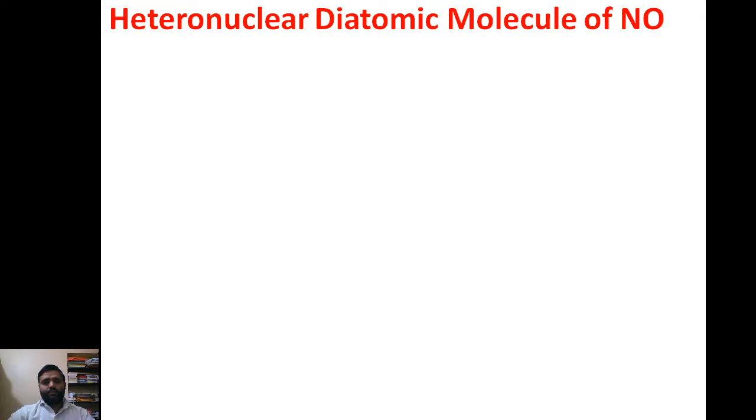This topic is included in our syllabus, and this point is very important. Heteronuclear diatomic molecules such as NO are examples and applications of heteronuclear diatomic molecules. Here, two atoms of different elements are present: one is nitrogen and the other is oxygen, and this is also known as nitric oxide. You can explain the NO molecule.